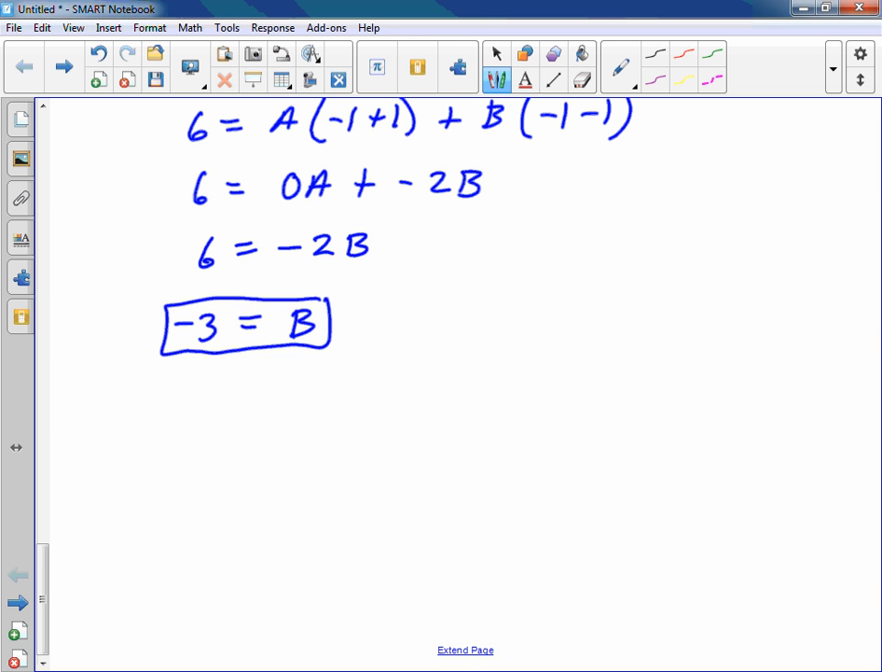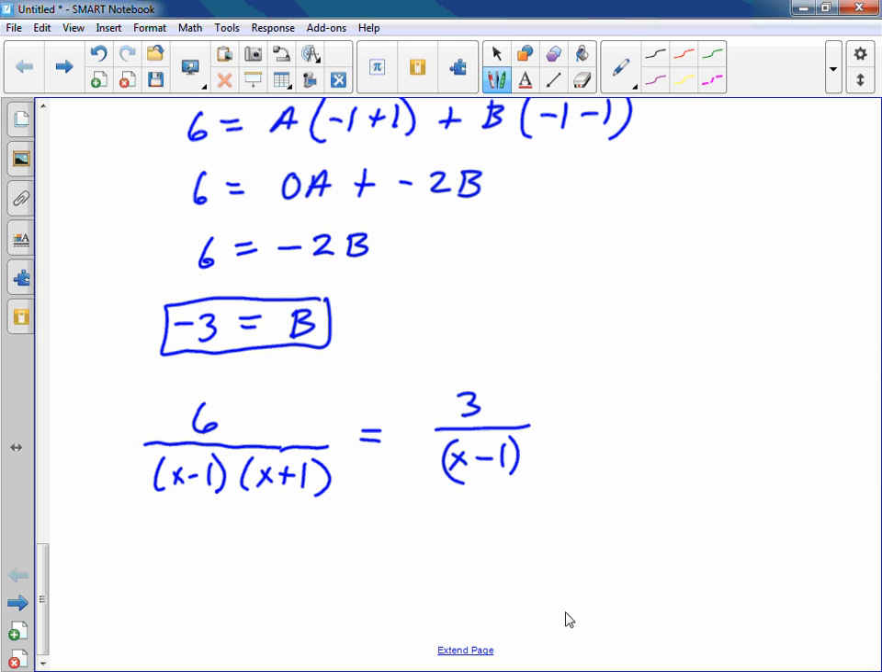So, ladies and gentlemen, we can say that 6 over x minus 1 times x plus 1 could be partially decomposed into the expression 3 over x minus 1 plus negative 3 over x plus 1. If you don't believe me, check it on your calculator and graph that. I wish I had just a smidge more time, but I have a meeting to go to. So we're just 12 minutes into this. But yeah, check this on your calculator right now.